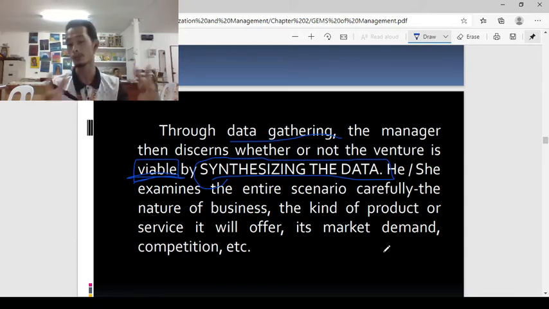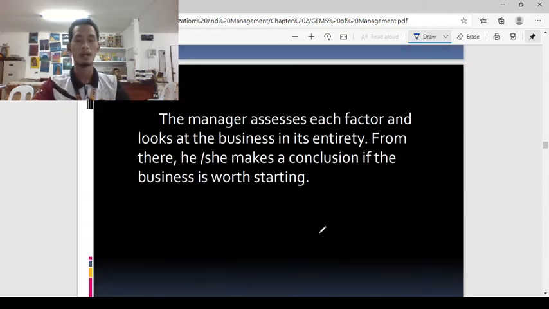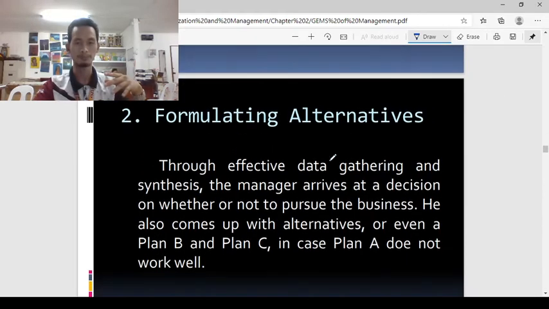Who will be your customers? The manager assesses each factor and looks at the business in its entirety. Lantawon sa nimo ang kinatibukan sa business, whether feasible ba na siya o dili. From there, he or she makes a conclusion if the business is worth starting.